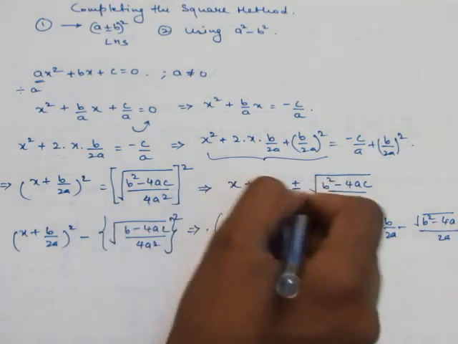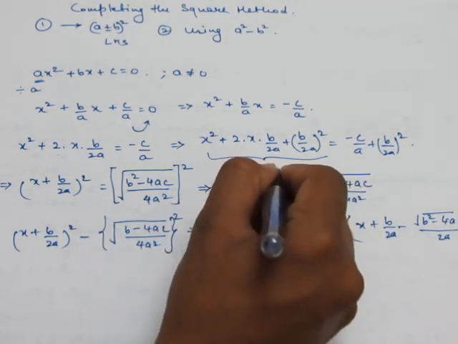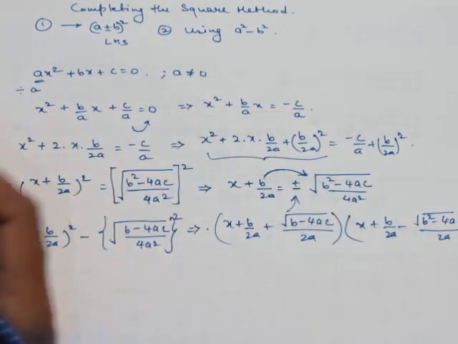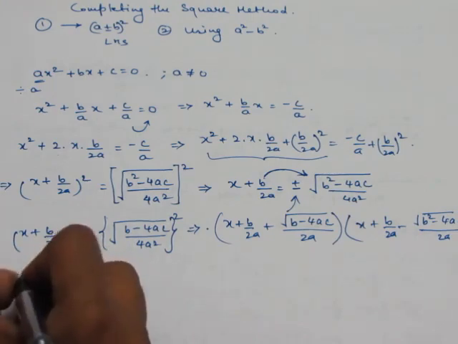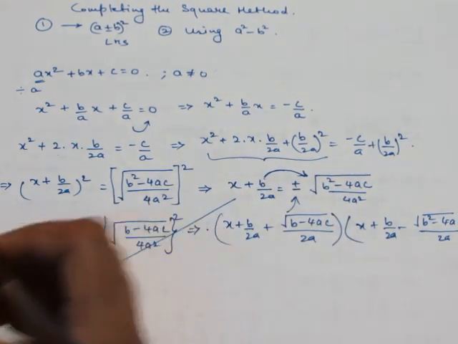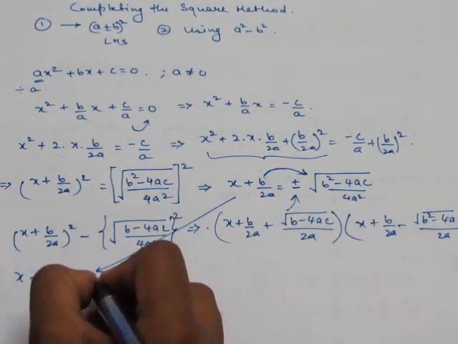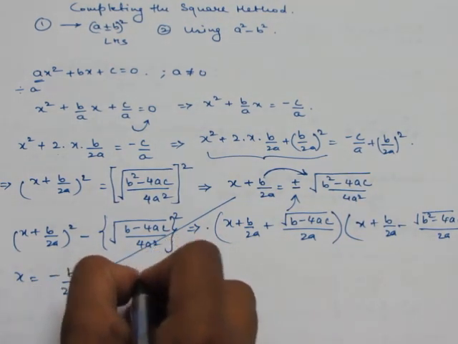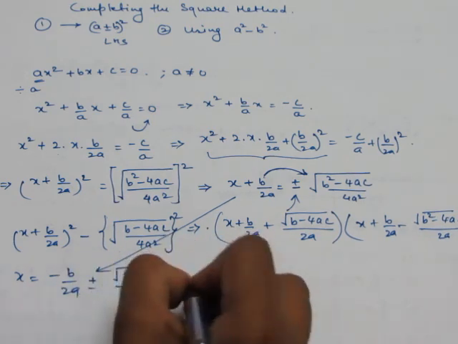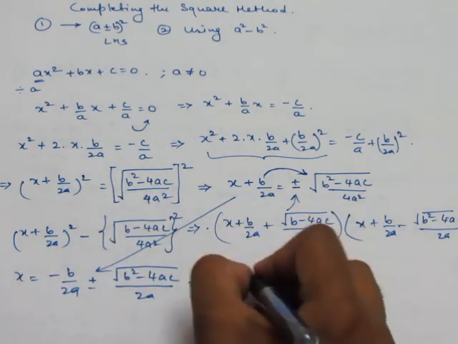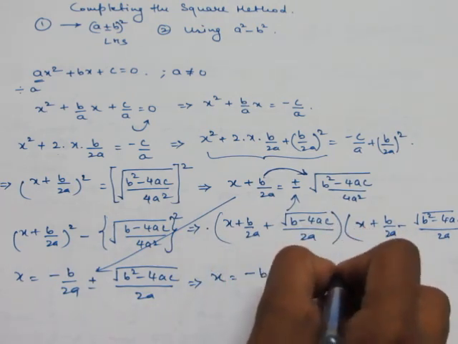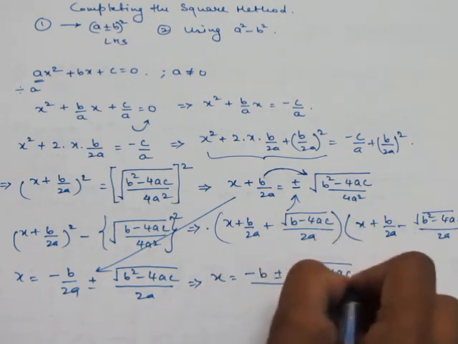Now if you look at this equation, if I transfer this to the RHS, minus b by 2a, when it goes to the RHS, it will become minus b by 2a. So I get minus b by 2a, and from here I am getting plus minus root of b square minus 4ac upon 2a. If I take the LCM, I get x equals minus b plus minus root of (b square minus 4ac) whole upon 2a.